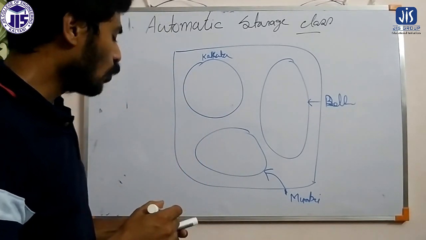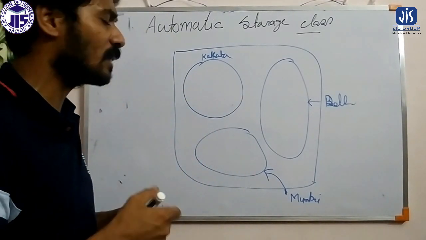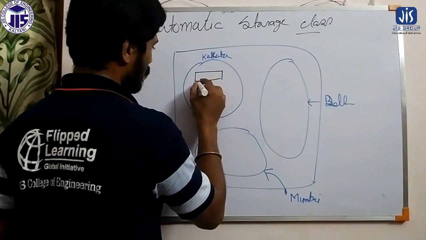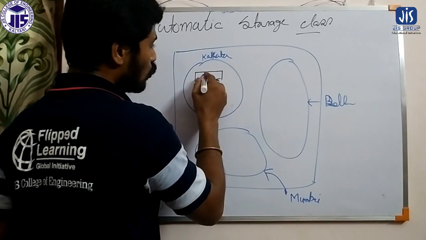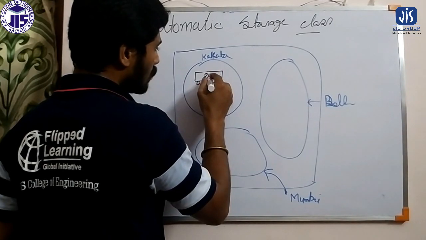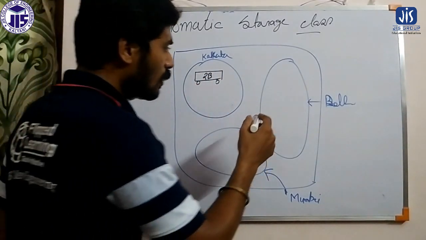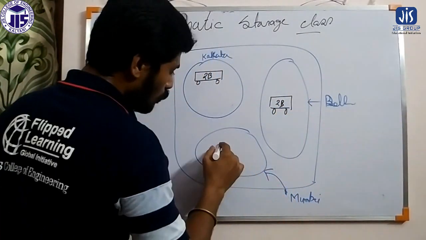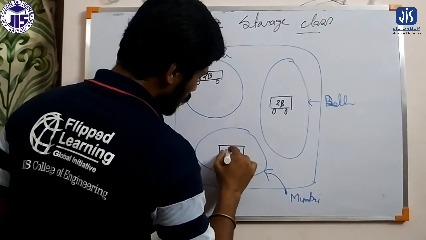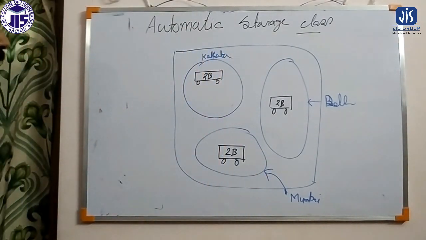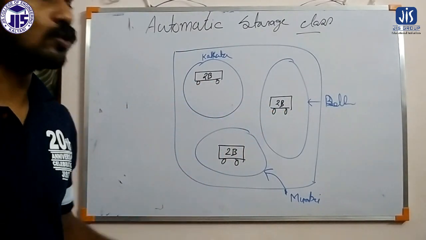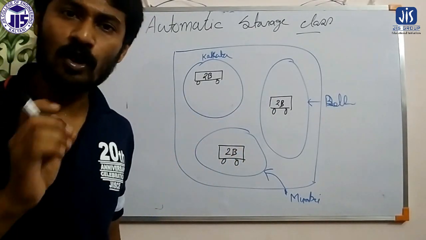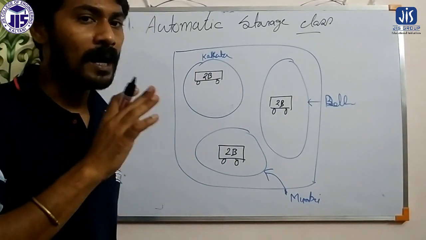Now it may happen in Kolkata we have a local transport, for example a bus, and the bus route number is 2B. In Delhi we have its own local bus whose route number is also 2B. In Mumbai, there is another local bus whose route number is also 2B. So all three buses have the same route number, but these three buses are not the same.